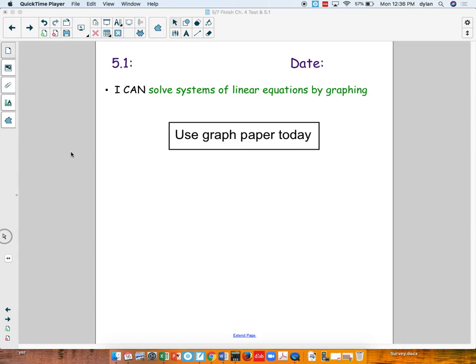Today we're going to start looking at Chapter 5 with Lesson 5.1. Please make sure you use graph paper for your notes for today's video. So take a moment to pause the video, get a piece of graph paper, and set up your note sheet with the section number, the date, and the I can statement. I can solve systems of linear equations by graphing. And then resume the video as soon as you're ready.